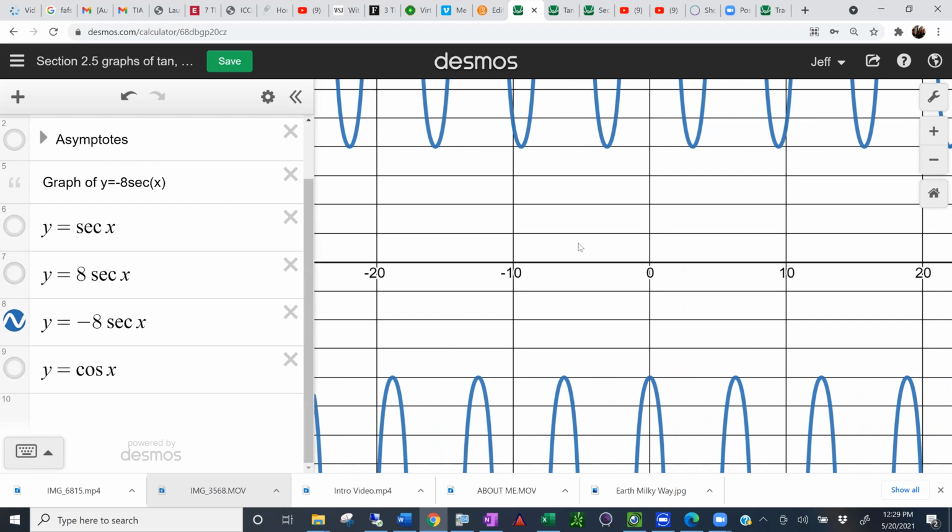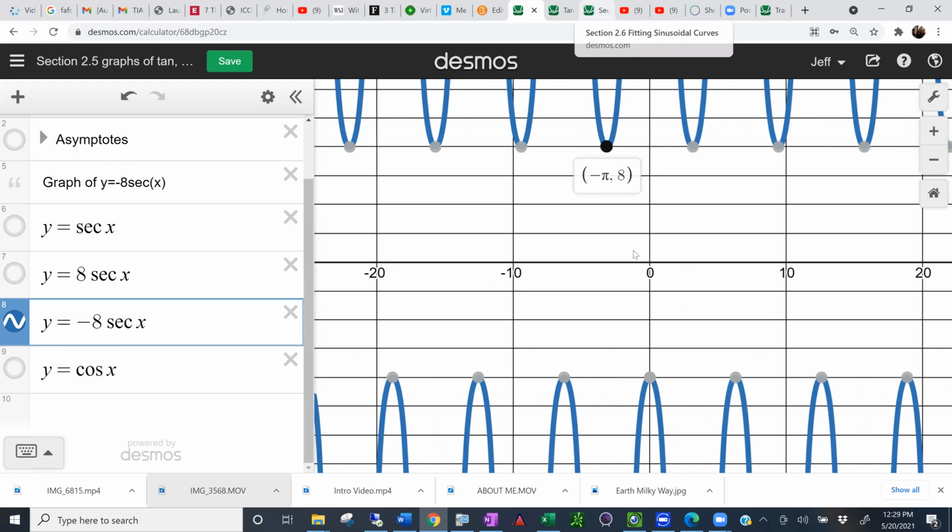There's your graph. Now there's 2 things that we need to know here. One of them is we need to know the range. Now the range of values, the y values, start at 8 and go up, and then start at -8 and go down. So we need to capture both parts of that.